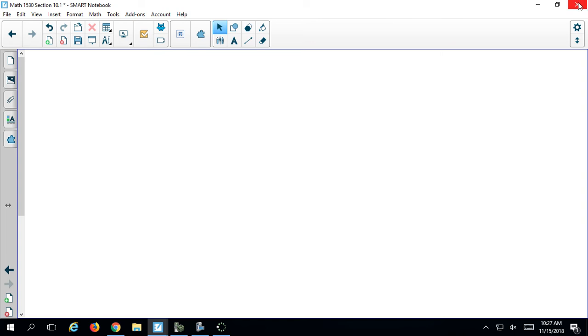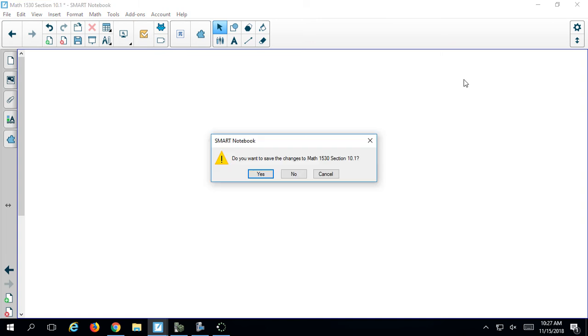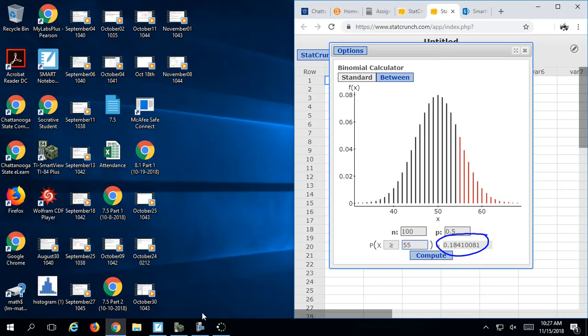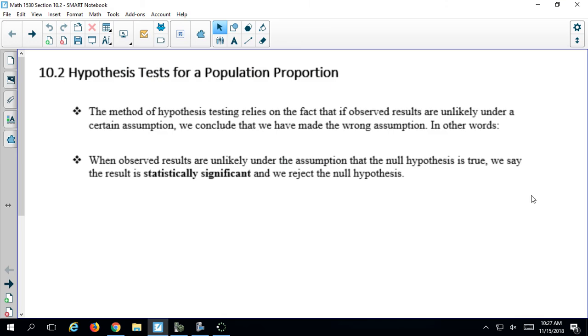Okay, that's 10.1. So now we're going to go into actually doing some hypothesis tests. We'll go through some examples. We'll do all the parts, show you how it works. So we're going to start with population proportion. 10.3 will be about means, just like 9.1, 9.2. We did confidence intervals for proportions. We did confidence intervals for means. We're going to do hypothesis tests for proportions and then means.